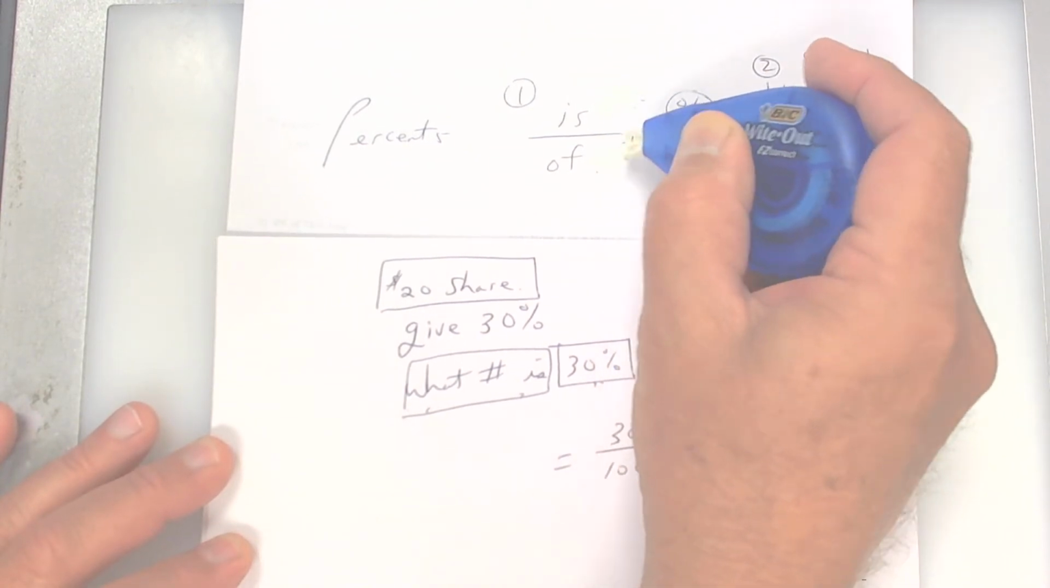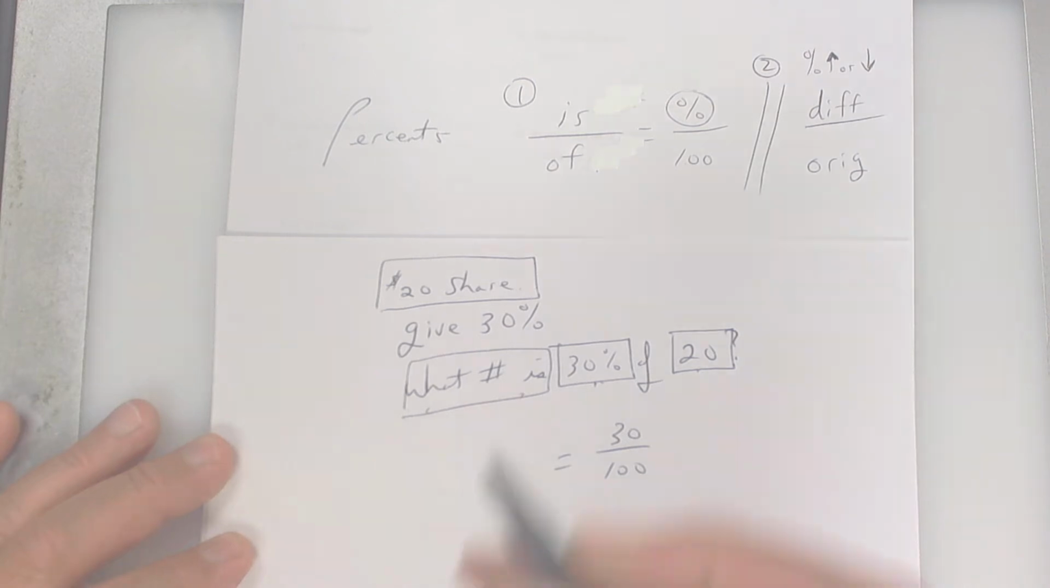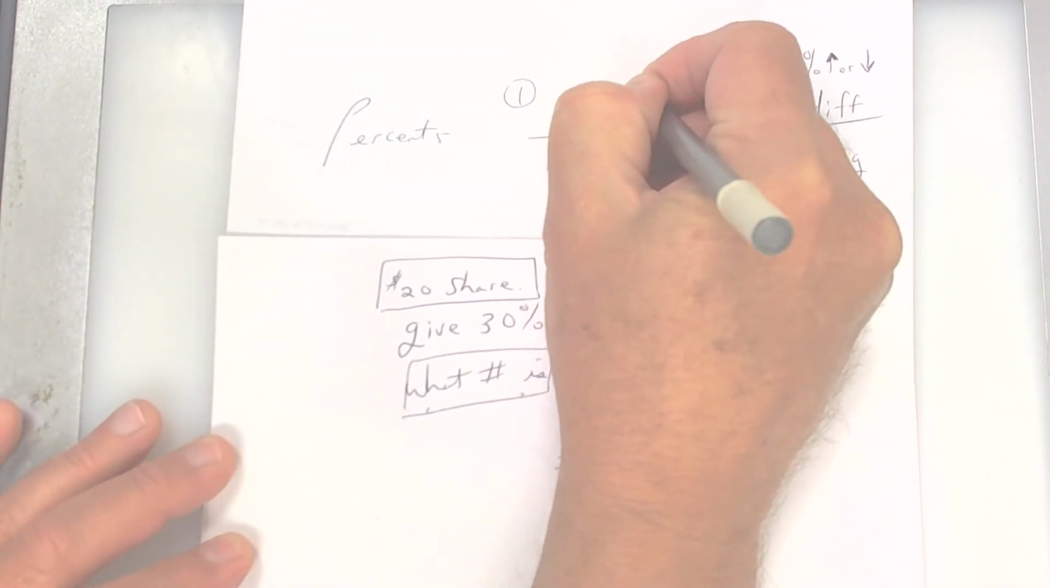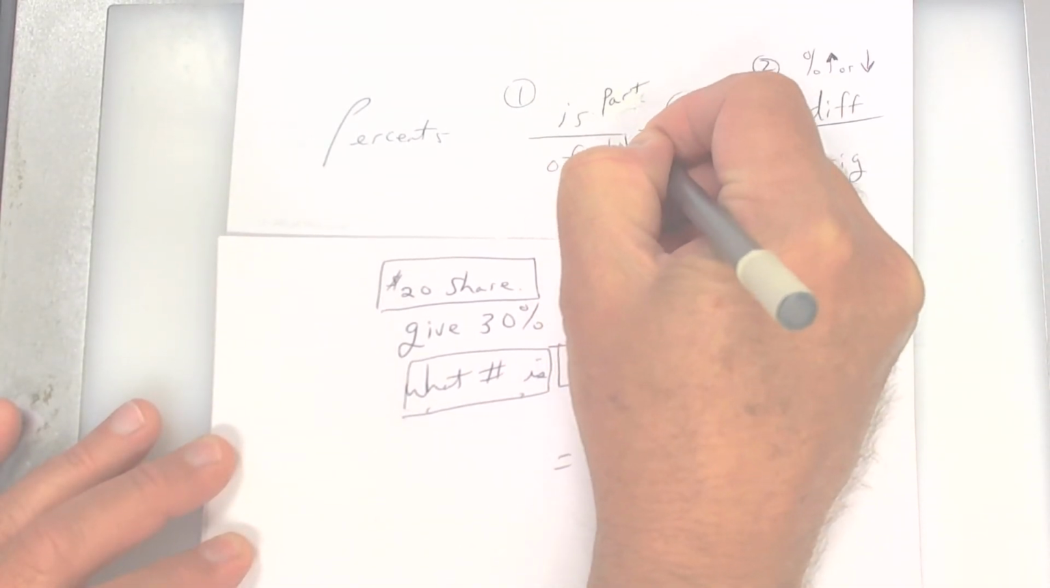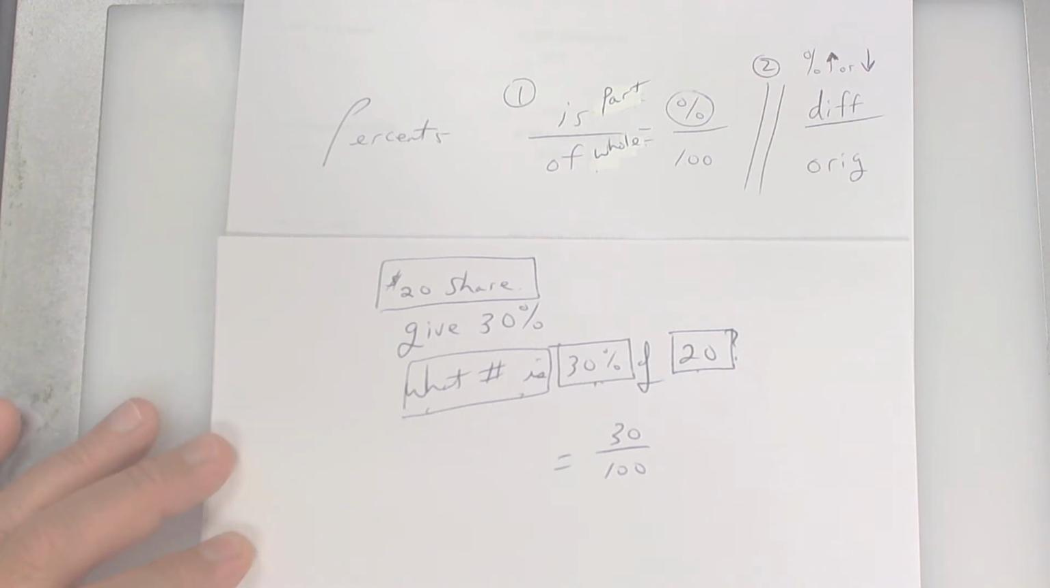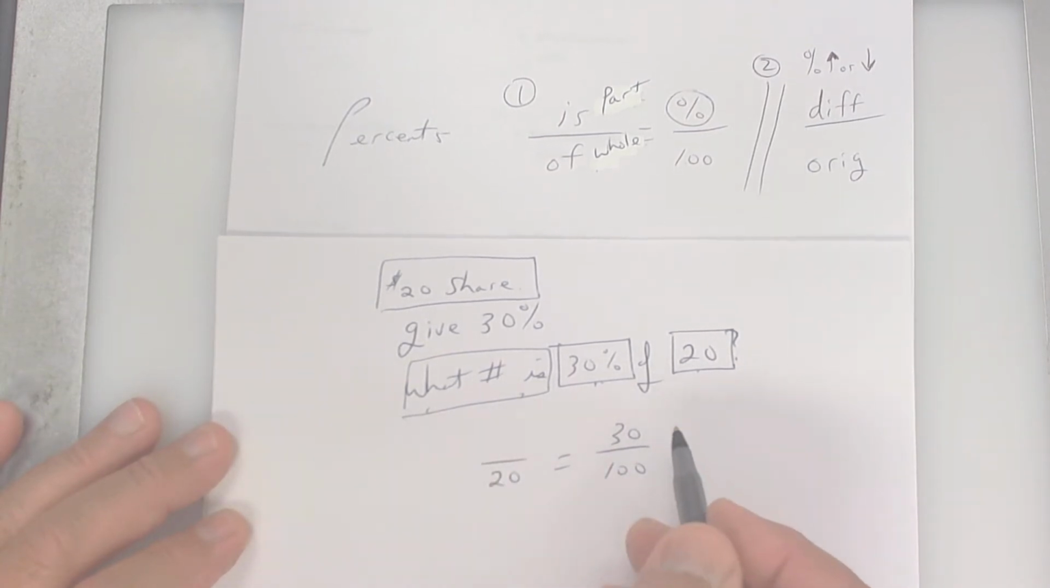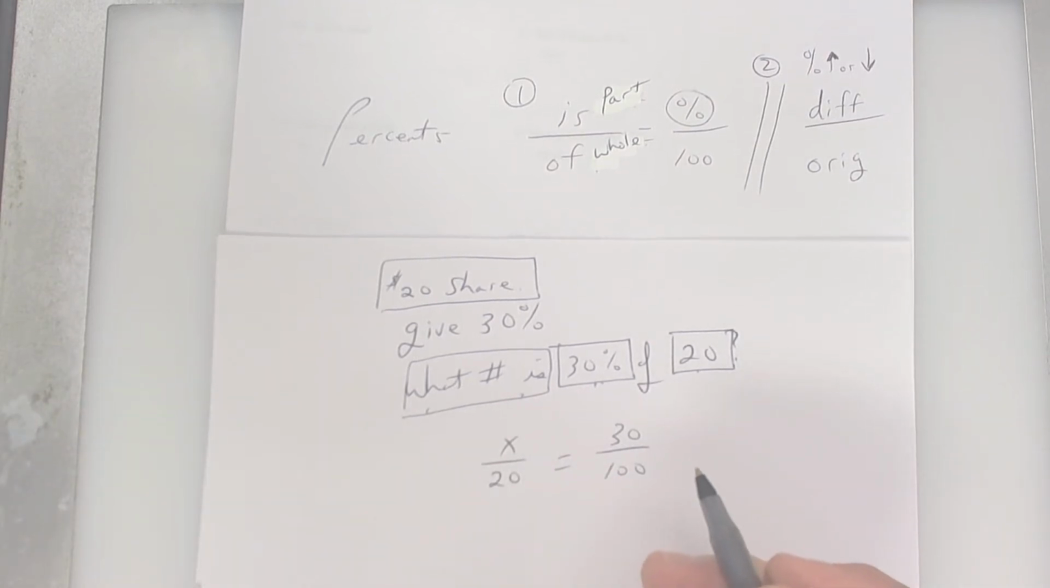Okay, so part over whole is what we're going to use for that right there. So is over of, part over whole. So 20 is the whole thing. So we're going to put 20 down here because that's the whole amount of one share. And so we're looking for this, the is.